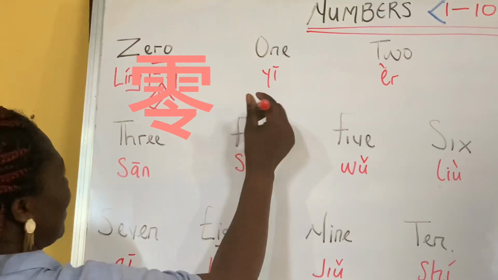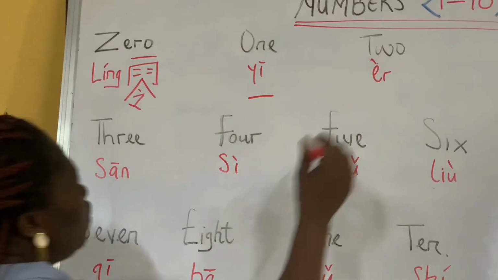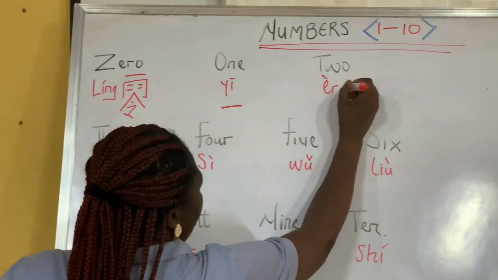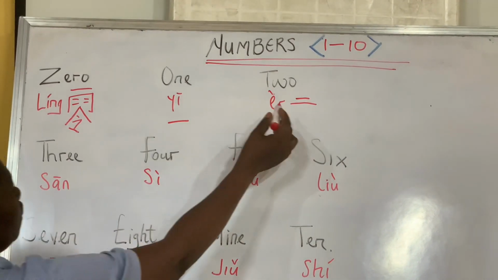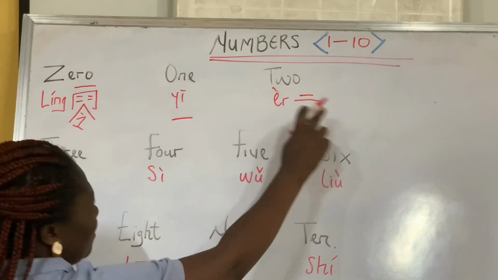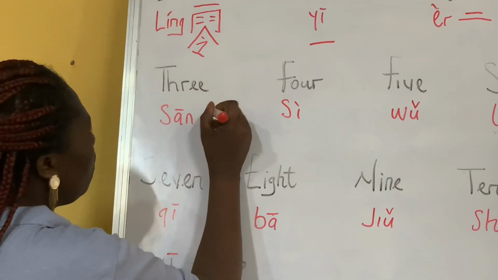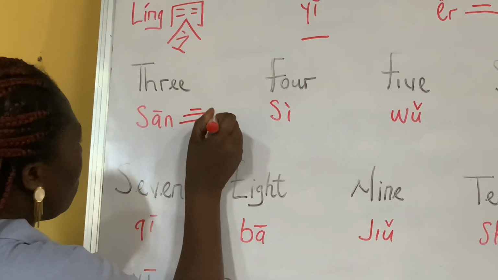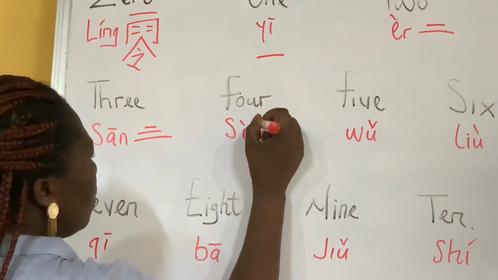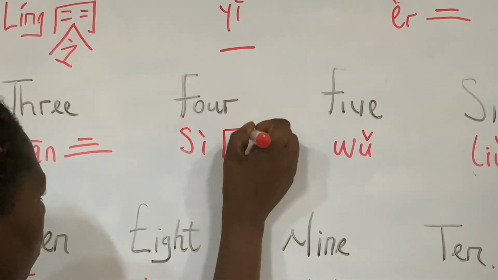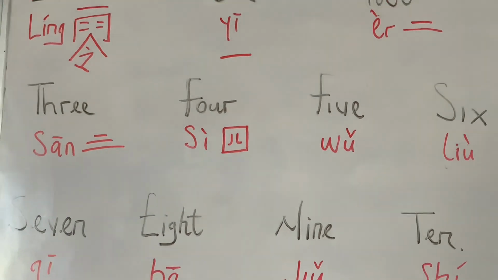Okay. So 1 is what? Yi. Then 2, er. You see 1 is one horizontal stroke. 2 is two horizontal strokes. Then 3 is san. San is three horizontal strokes. Then 4 is shu, heng, zhe. Okay, this is si.